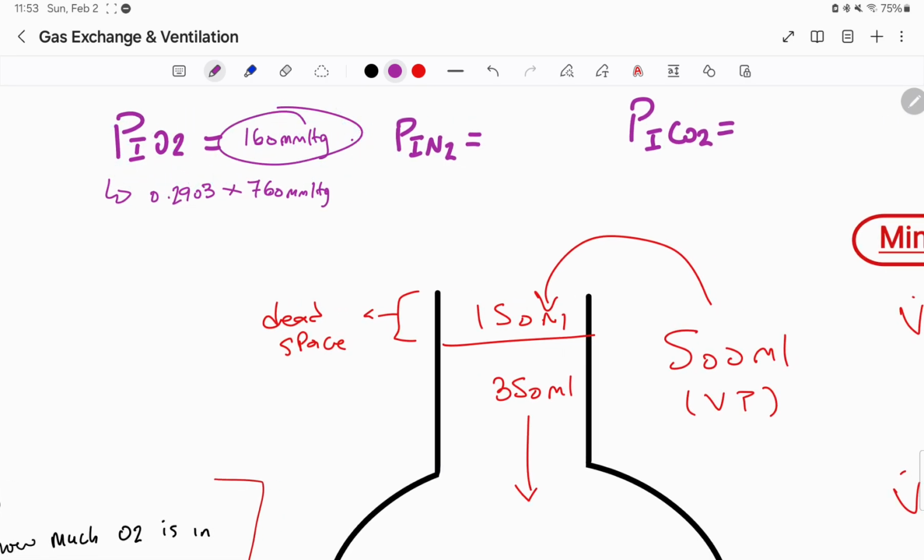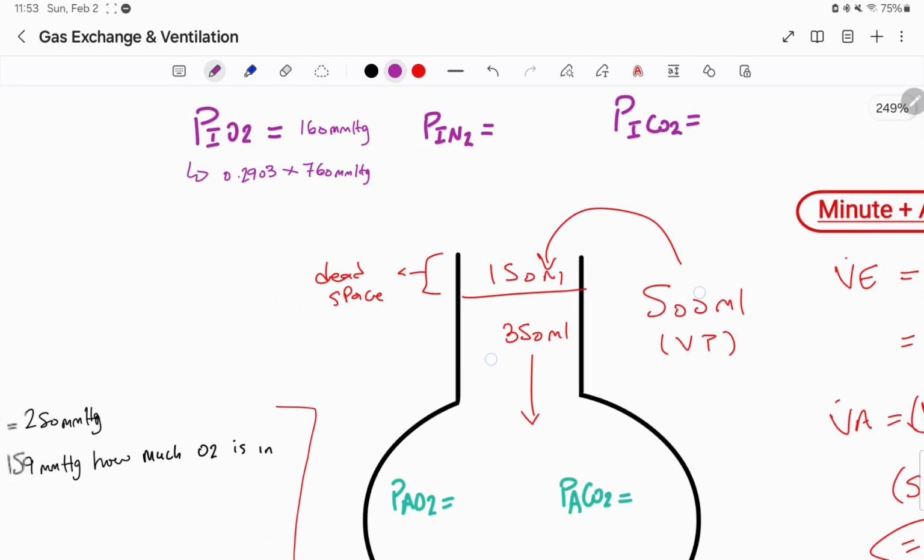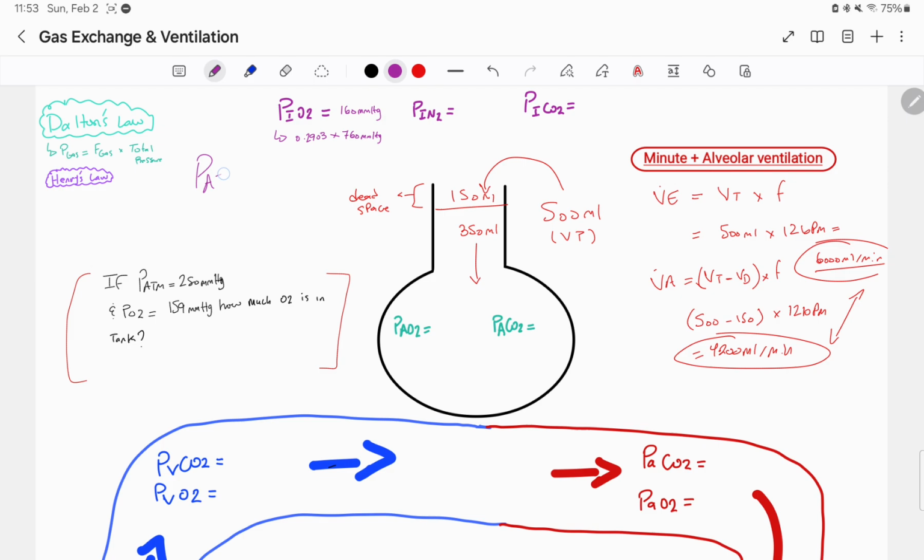Okay, what about the partial pressure of nitrogen? You guys know that when I'm breathing in, the atmospheric pressure consists of three gases: CO2, nitrogen, and oxygen. These three gases make up the total pressure. Thus, if I were to calculate what their pressure is, that would be their partial pressure. That's where this is coming from. And you'll notice that if I add the partial pressure of every single one of these together, I will get the total pressure, okay?